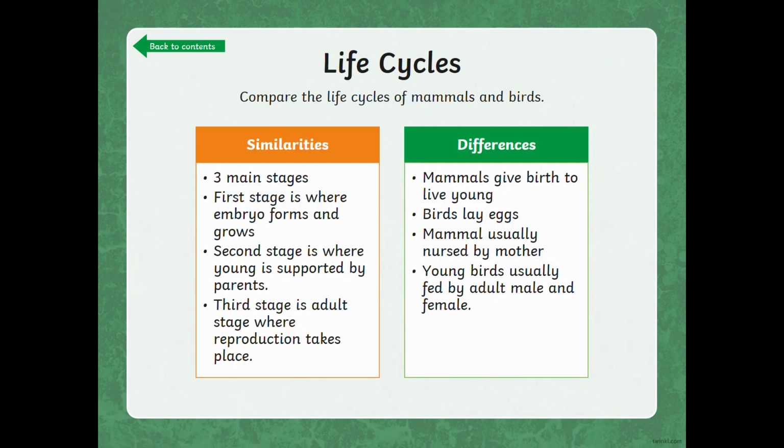So if we look at just the life cycles of mammals and birds, we can see some similarities and some differences. So similarities between the both: there are 3 main stages to both. The first stage is where the embryo forms and grows. The second stage is where the young is helped and supported by its parents, whether through giving milk if they're a mammal, or finding food for them if they're a bird. And then the third stage is the adult stage, where the reproduction takes place and the cycle starts again.